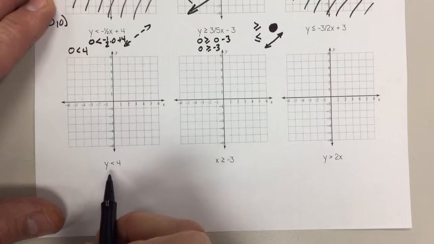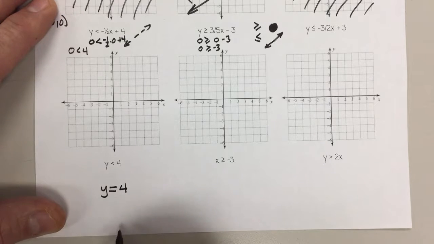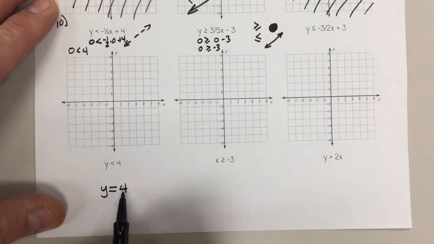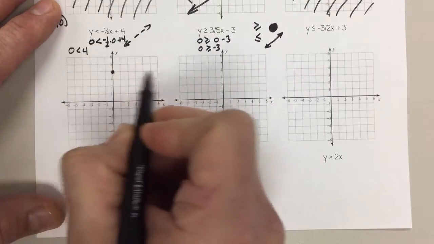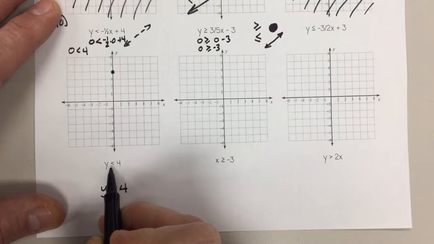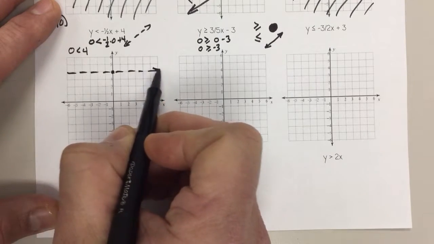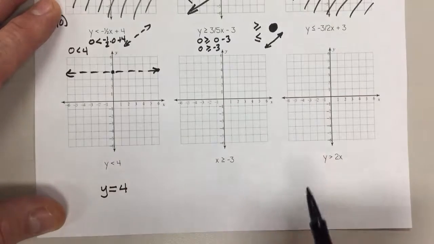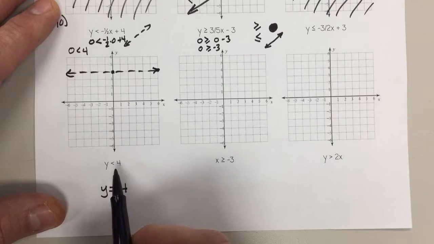Now, for this example, think back to when we graphed y equals 4. That was a horizontal line at 4. So I'm going to draw a line straight across at y equals 4. But since it's y is less than 4, that's like an open circle, so my line needs to be dashed. Since y is less than 4, I want to shade below the line.